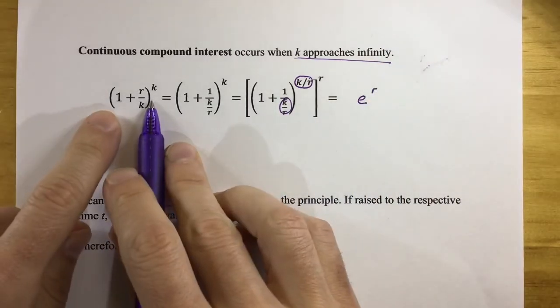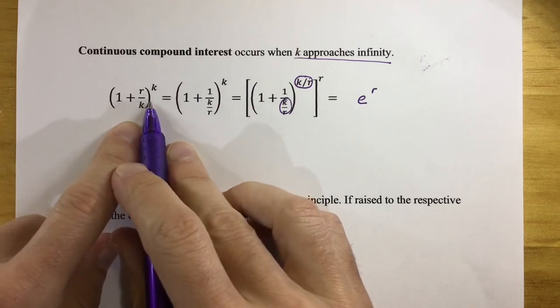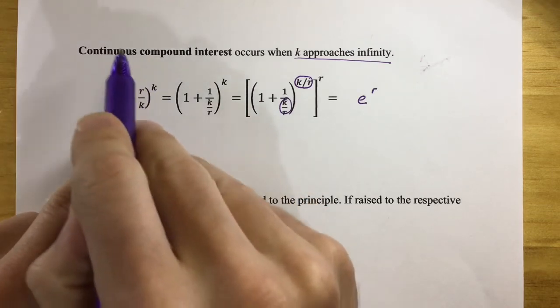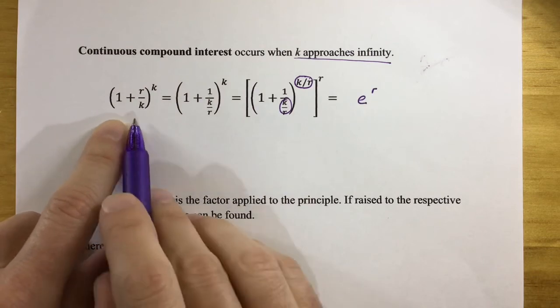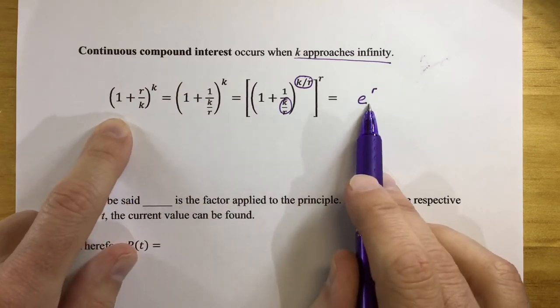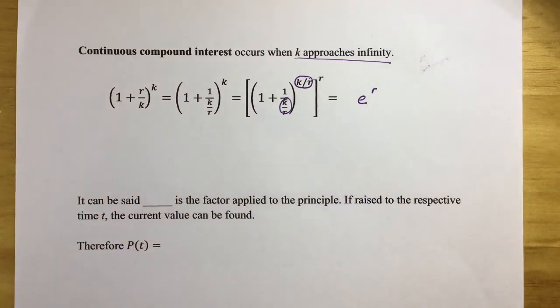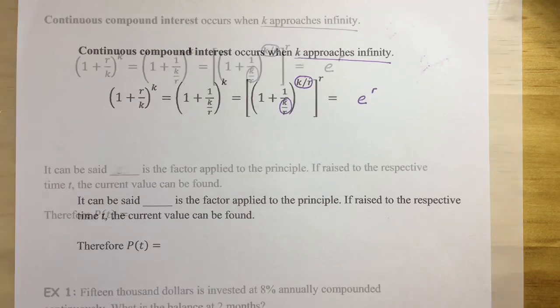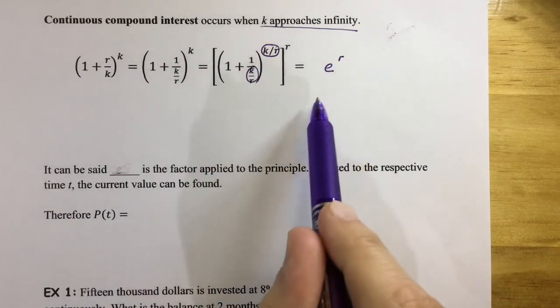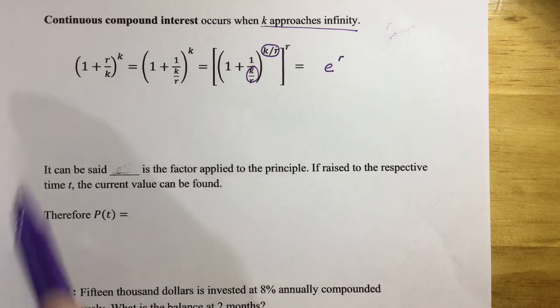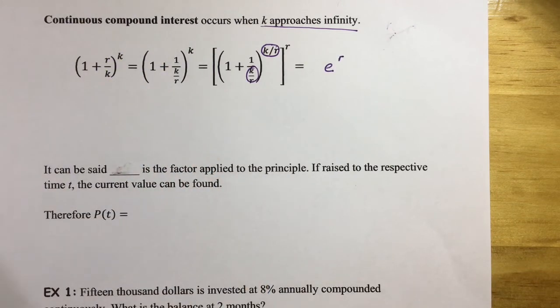So all of this, when k goes to infinity, when I want to compound continuously, it all filters down to just e to the rate. The rate is the power. Okay, so let's take this idea and start to develop it into a formula for continuous compound interest.